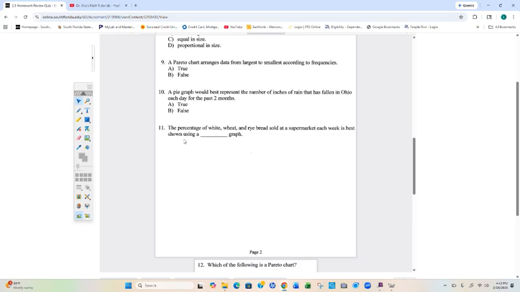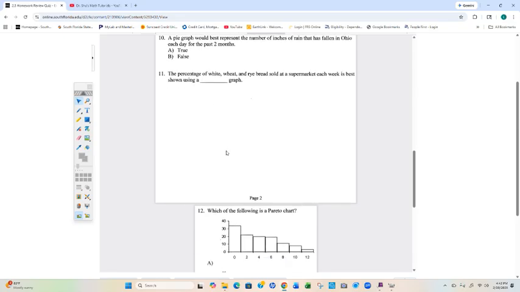Number 11, the percentage of white, wheat, and rye bread sold at a supermarket each week is best shown using a blank graph. If you answered pie graph, you are correct. Percentages are used for pie graphs.